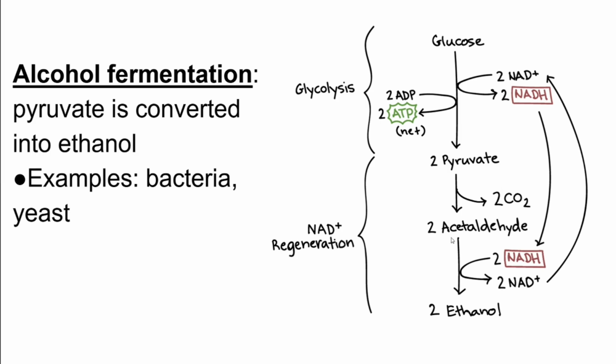We convert those into acetaldehyde, and then acetaldehyde is converted into ethanol, and that process actually reduces NADH back into NAD+, and then we can use the NAD+ back over here in this step. So in this whole process, when we get rid of the pyruvate, we're turning it into ethanol.